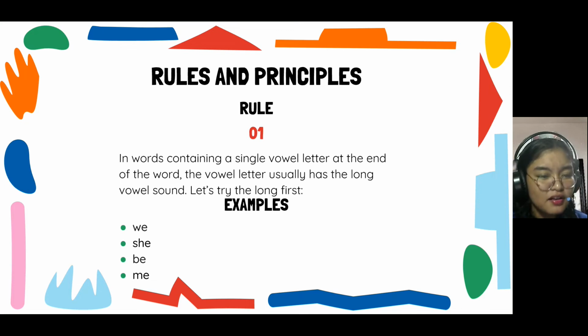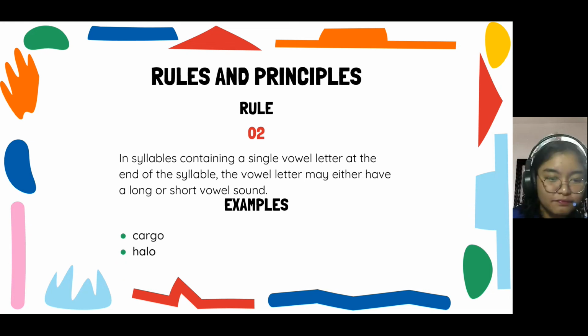We cannot pronounce the word she as "sheh" because we said in rule number one that syllables containing a single vowel letter at the end of a syllable or at the end of the word, the vowel may have a long vowel sound. Now let's proceed with rule number two.